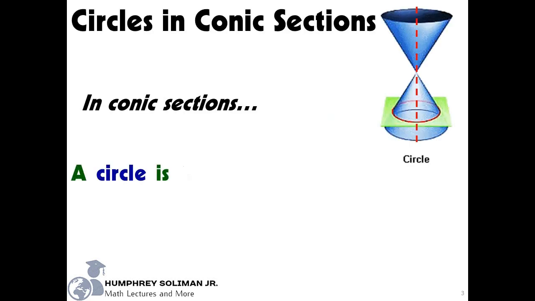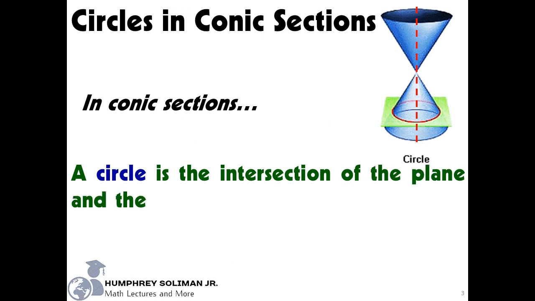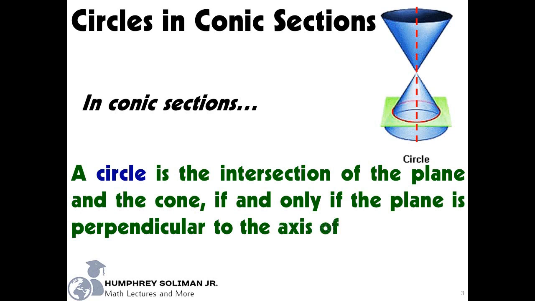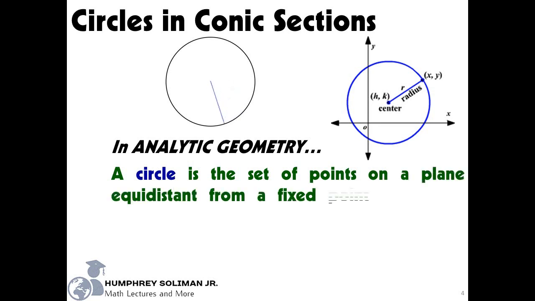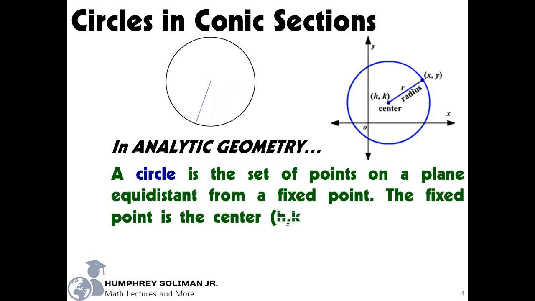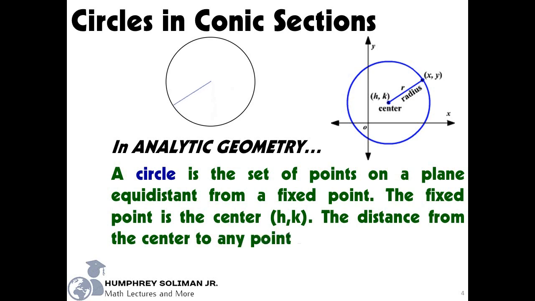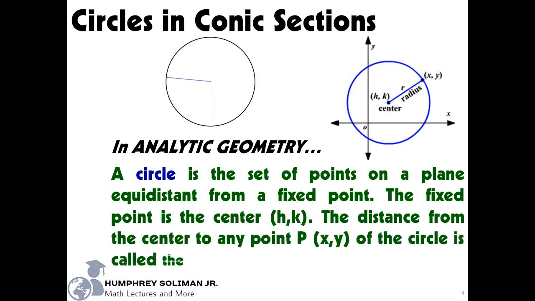In conic sections, a circle is the intersection of the plane and the cone, if and only if the plane is perpendicular to the axis of rotation. In analytic geometry, a circle is the set of points on a plane equidistant from a fixed point. The fixed point is the center. The distance from the center to any point P of the circle is called the radius of the circle.